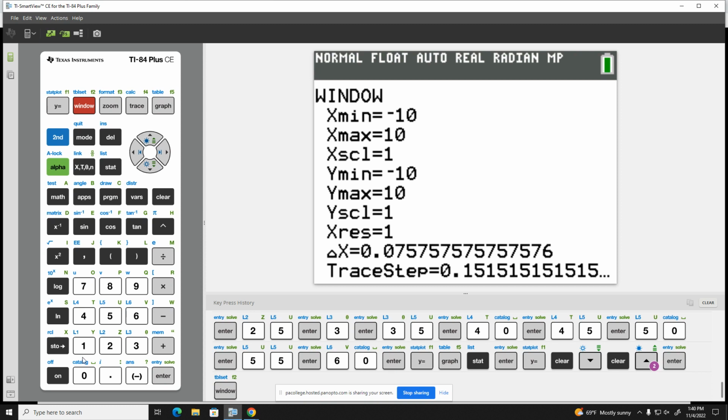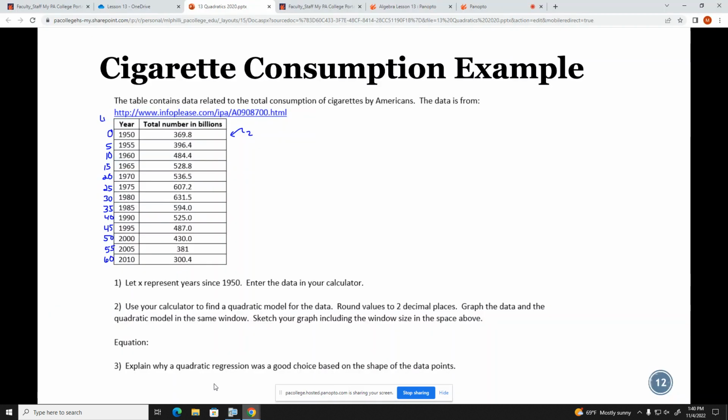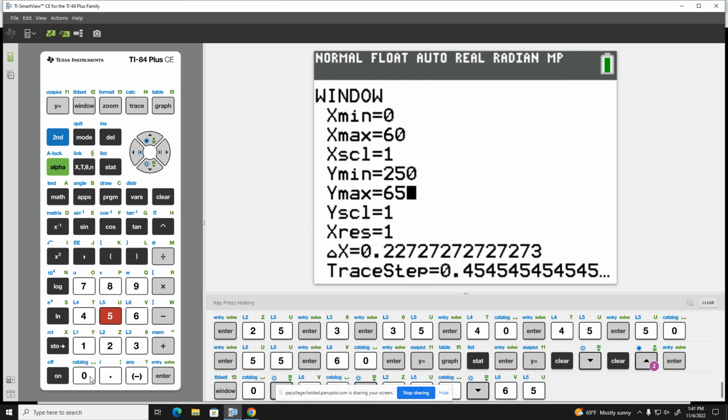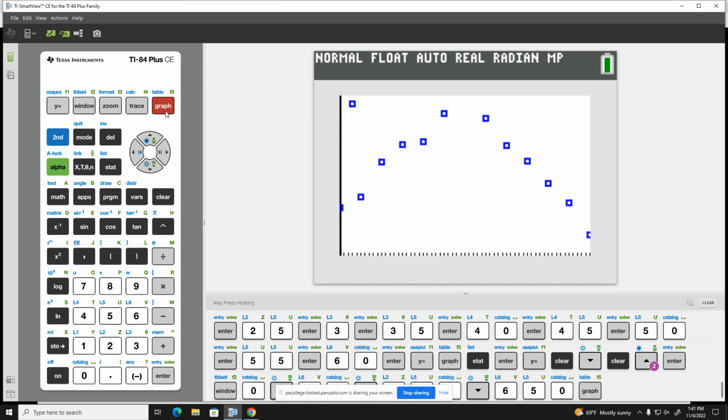Now I'm going to go to my window. In the X direction, we had 60 years, so 0 to 60 should work. In the Y direction, I want to take a look at my data. My smallest one looks like it is the 300.4 in 2010. My biggest one looks like it's 1980 here. So it looks like I'm going to go 250 to 650 as a way to get a little above, a little below, and capture all my data. So 250 is my smallest Y, and 650 a little bigger than my biggest Y. So let's take a look at the graph.